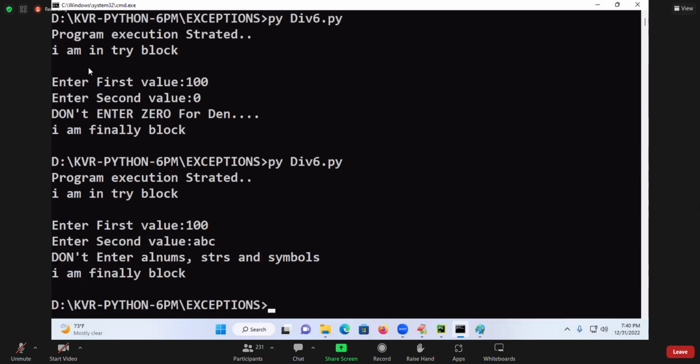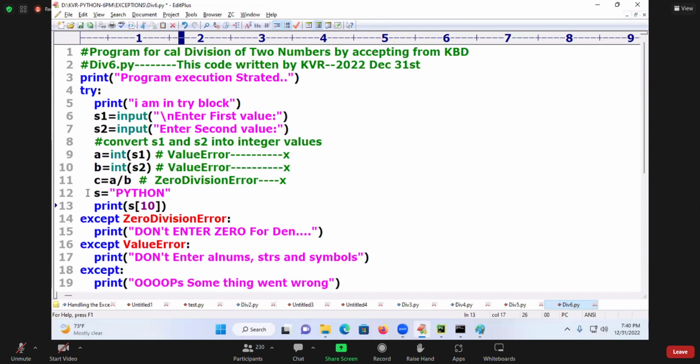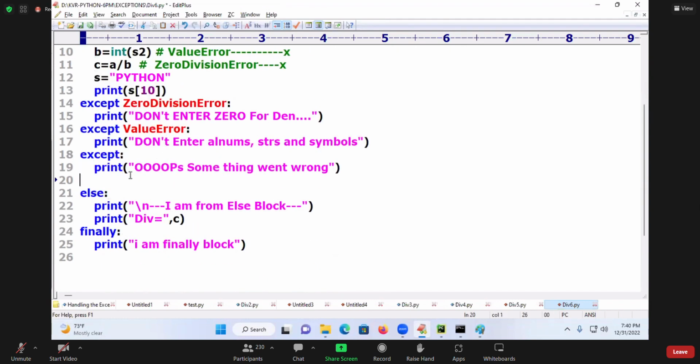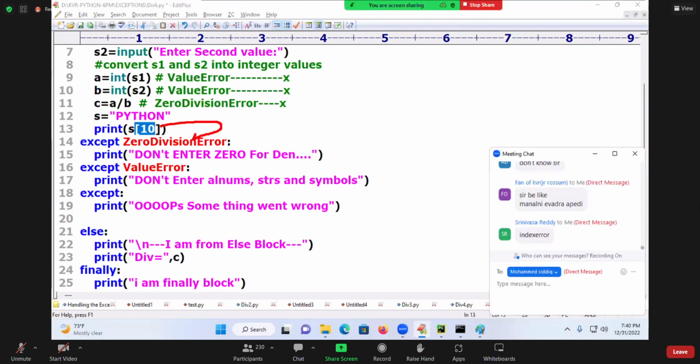div6.py. See students, I will write my code, py div6.py. See students, 102, answer is coming. 100, answer is coming. Oops, something went wrong is not coming. 100 and ABC, don't enter alphanumerics. Are you following me? Now, sir, when will this code take effect? That time you see. In 2024, this code may be added to my existing Python program. To help the 2024 programmer, I am writing which block?